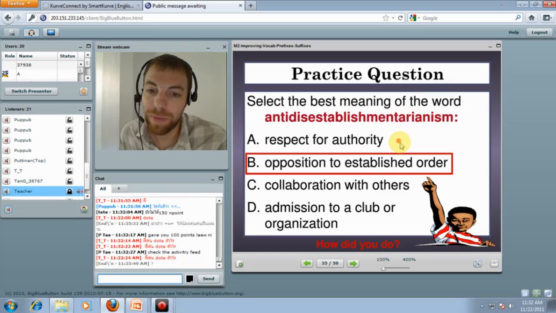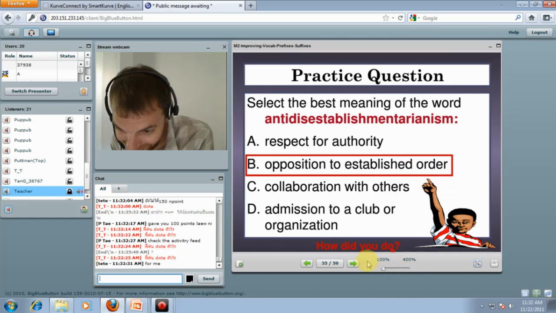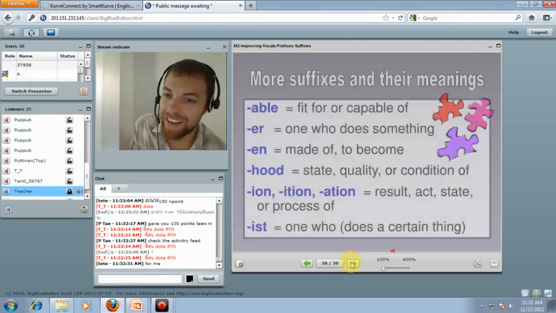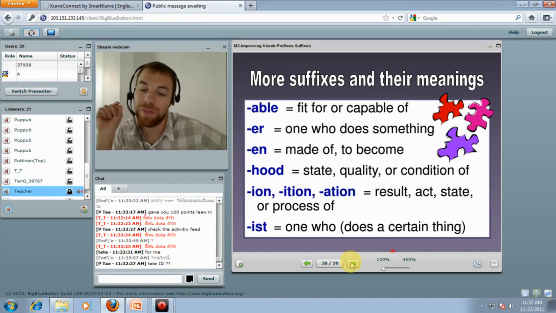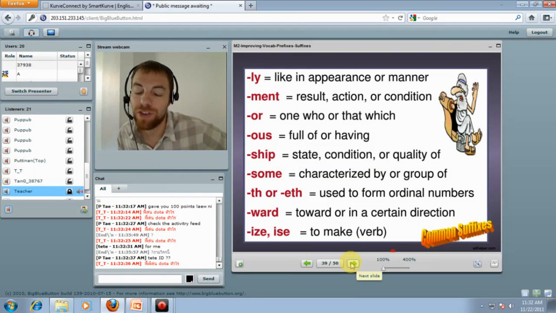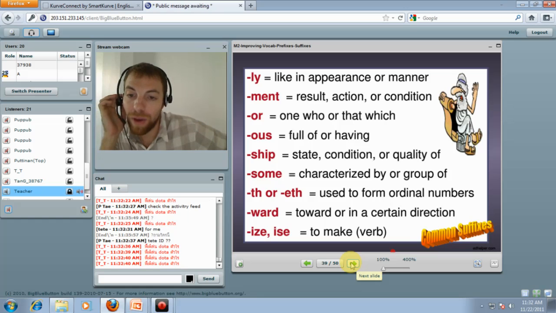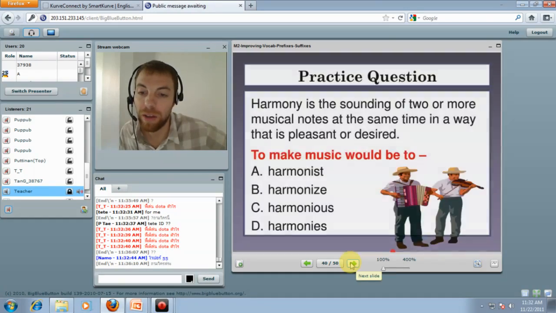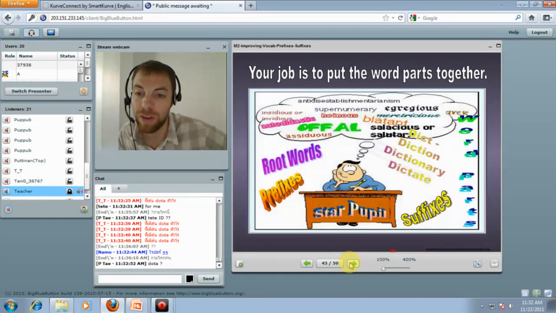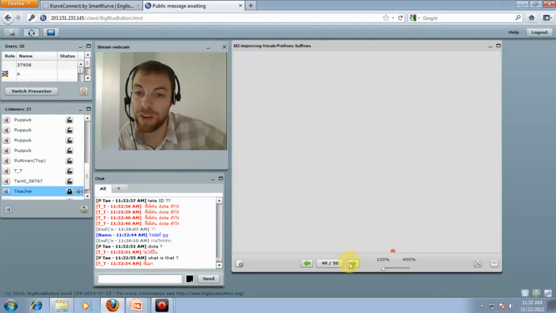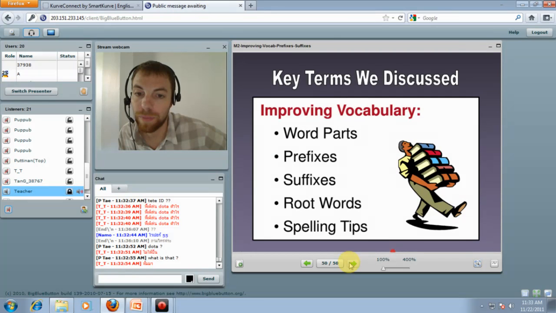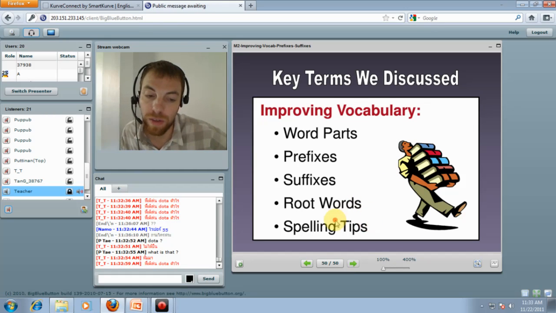Everyone understands very well. Great. Like I said, the most important thing is to remember to learn these prefixes and suffixes and just be thinking about them when you are reading new words. Keep them in your mind. Be word conscious, and it will help you find the meaning of the words and make it very easy for you. Prefix, suffix, root words, and spelling.